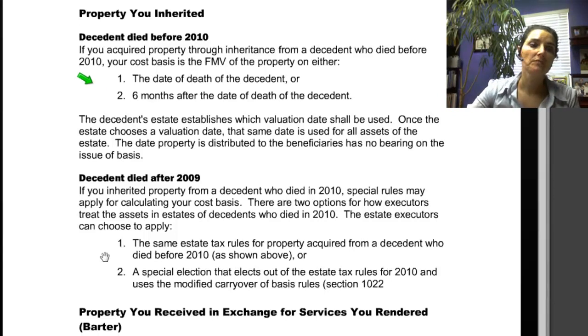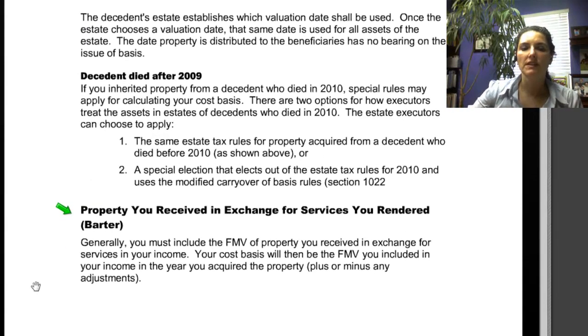Now, what about property that you received in exchange for services you rendered? This is also called barter. Generally, you must include the fair market value of property you received in exchange for services in your income. Your cost basis will then be the fair market value you included in your income in the year you acquired the property, plus or minus any adjustments.